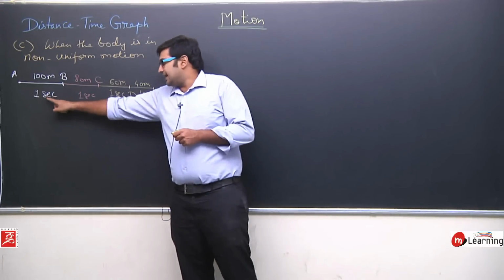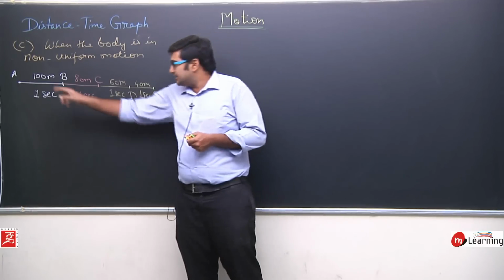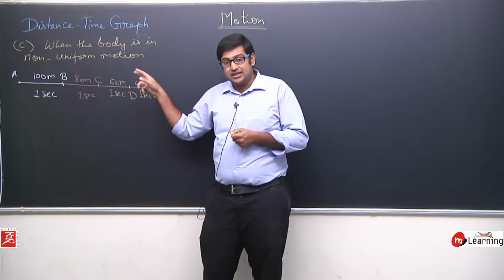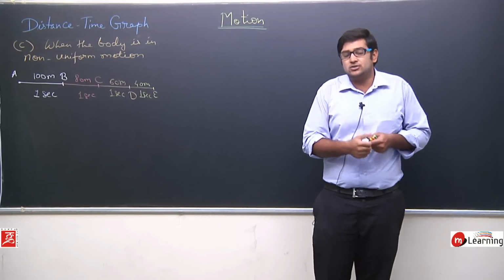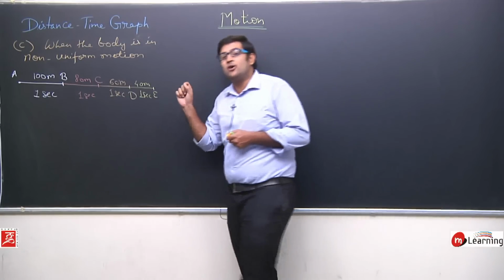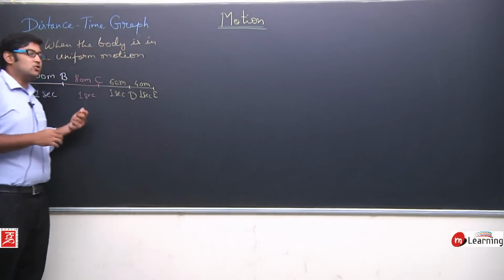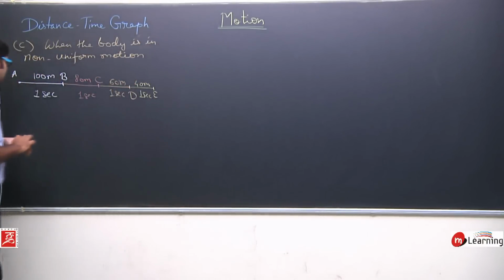You can see the time interval I am considering is 1 second, that is equal time intervals, and the distance travelled that I am taking is 100, 80, 60 and 40, that is unequal distances. So according to the definition of non-uniform motion, this object is definitely performing non-uniform motion. Let's try to write this data in a tabular form. This is the time and this is the distance.